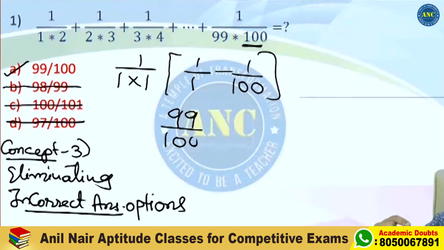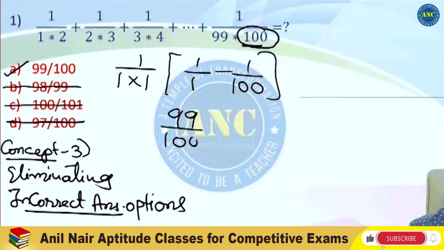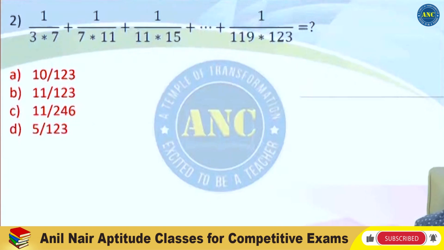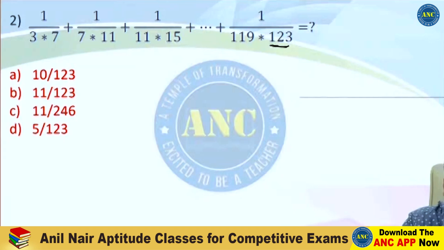Concept number 3: before using the shortcut which we discussed, keep an eye on the answer options. The answer denominator contains the last numerical value or its factors. 99, no, not possible. 101, not possible. Some of the tough questions you can get the answer very, very fast. 1 by 3 into 7, 7 into 11, and so on up to 119 by 123. The answer contains 123 or its factors. It is a multiple. It is out.